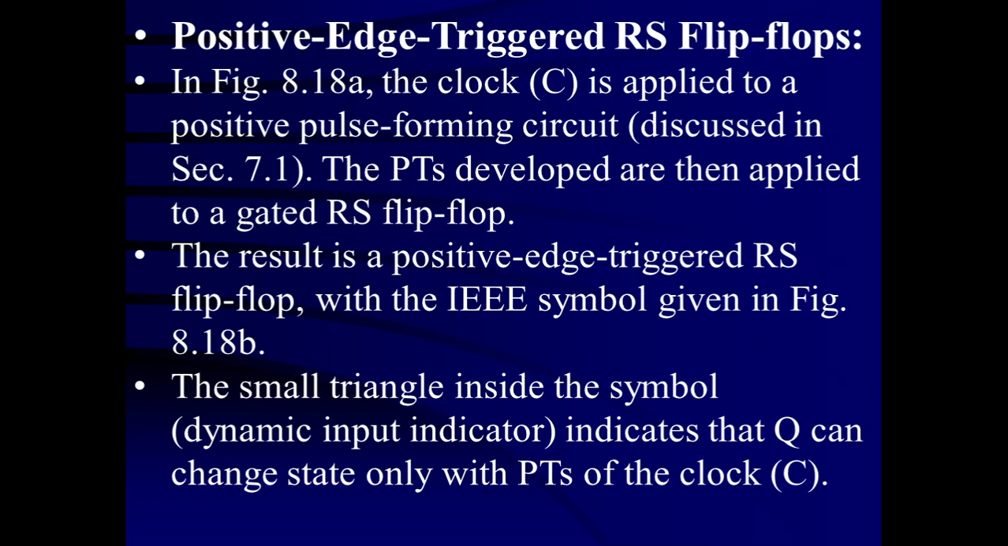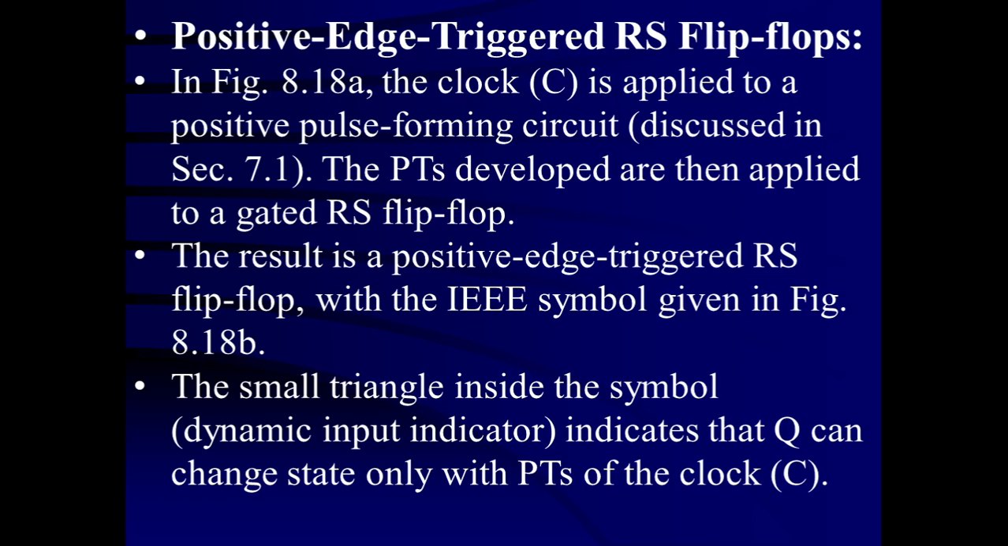So, there are two types of edge-triggered flip-flop. That is, positive edge-triggered flip-flop as well as negative edge-triggered flip-flops are developed. So, how can this be done? You have the gated RS flip-flop. You have the clocked RS flip-flop. So prior to the clock input, if you connect a positive pulse forming circuit, then it becomes a positive edge triggered RS flip-flop. If you connect a negative pulse forming circuit, then a negative edge triggered RS flip-flop can be prepared.